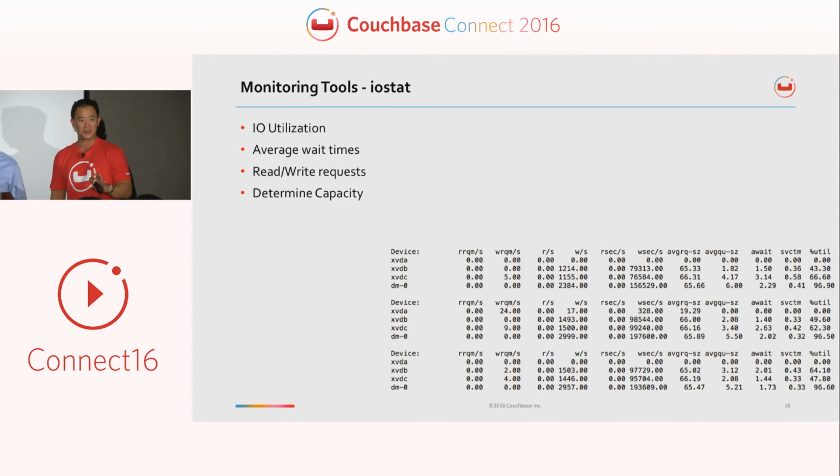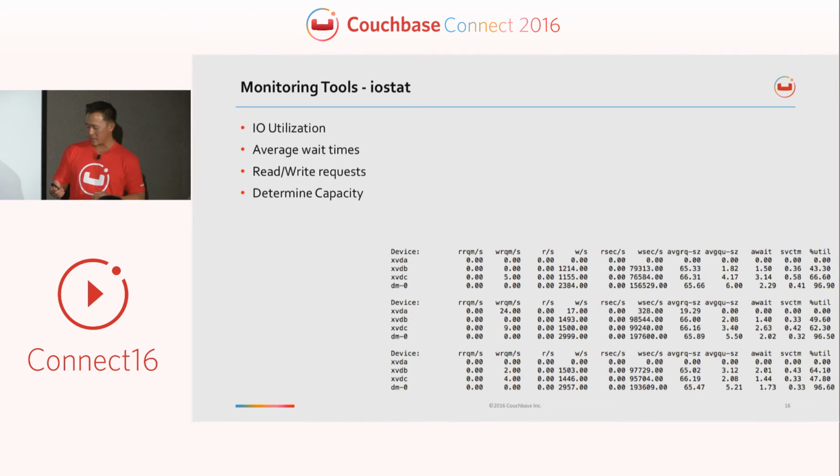iostat is also something that I look at a lot. I look at it primarily to get an indication of whether or not the IO subsystem is fully utilized, okay? And I use that in my decision-making process for how good this system is in terms of I/O capacity. Is it maxed out or can it handle more?